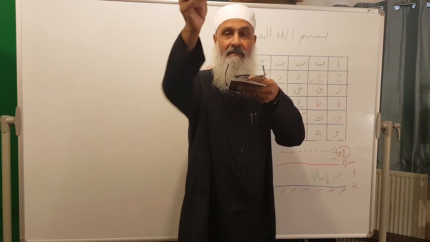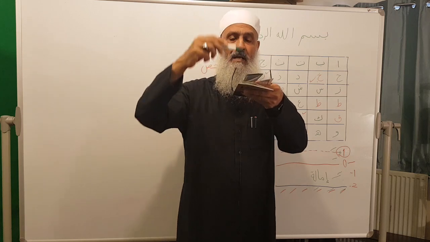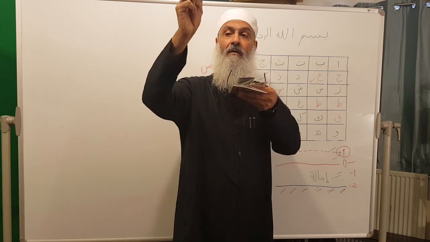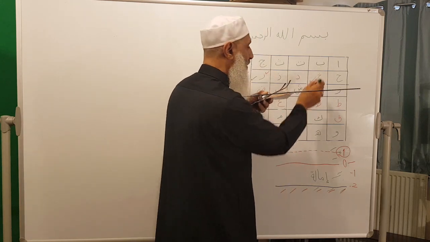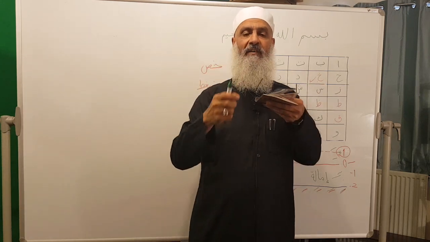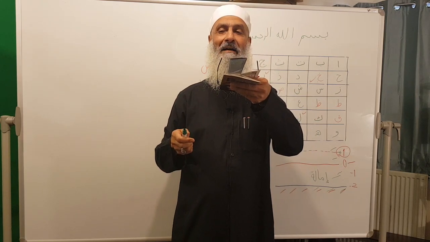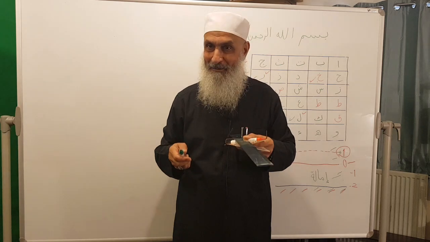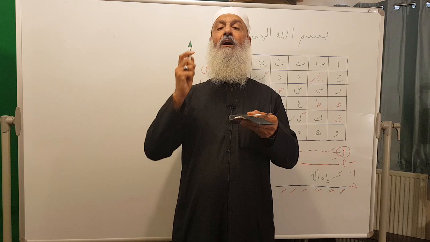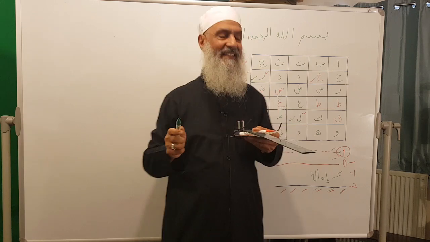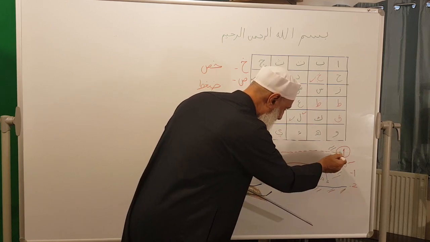Tha, ja, ha, kha. Here you have to stop. Why? Because kha is one of the letters of isti'la and tafkhim. So what do you do? Kha. So don't say kha with a kasra; it's khalidin, not khi. It's kha, and don't read the fatha as a kasra.